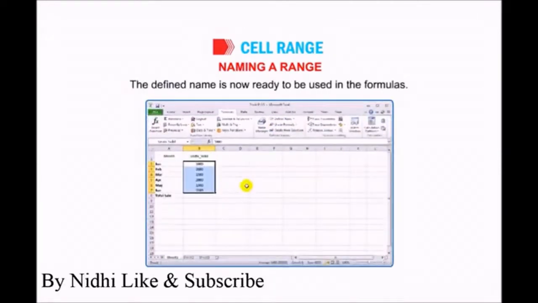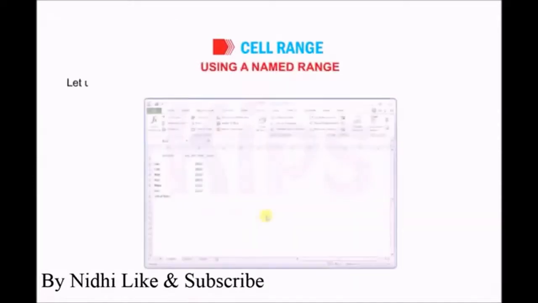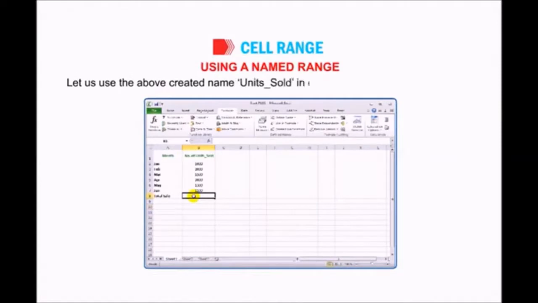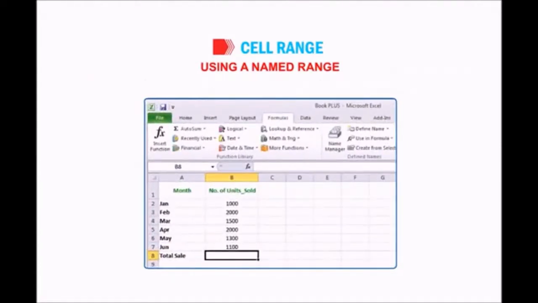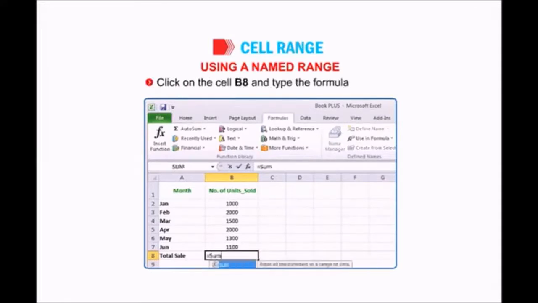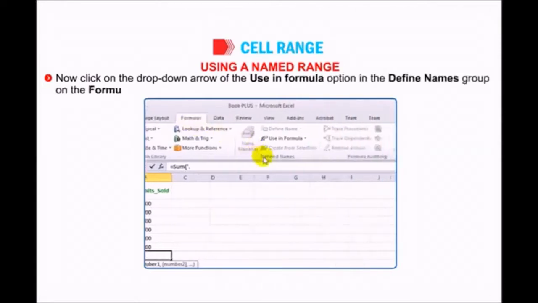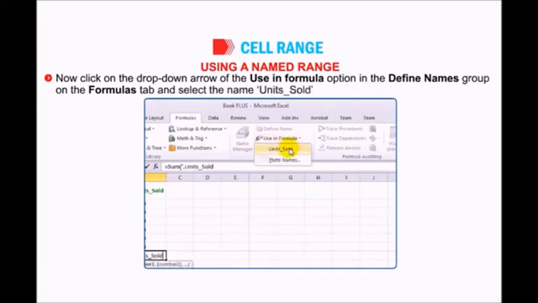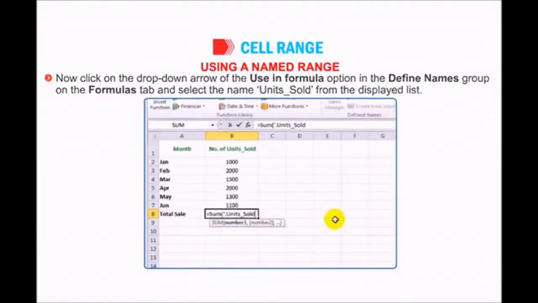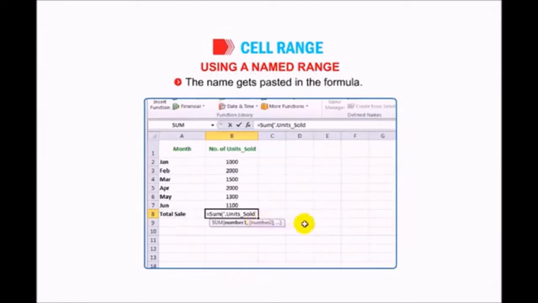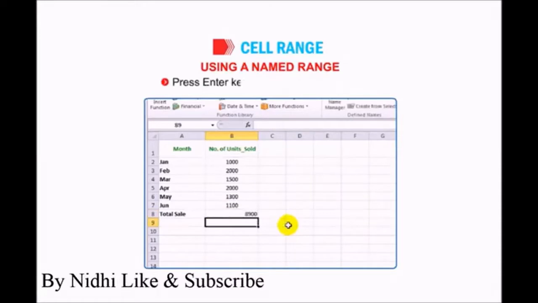Using a named range. Let us use the above created name, units_sold, in calculating the value for total sale. Click on the cell B8 and type the formula =SUM( . Now click on the drop-down arrow of the Use in Formula option in the Define Names group on the Formulas tab and select the name units_sold from the displayed list. The name gets pasted in the formula. Now type the closing bracket to complete the formula definition. The formula would look like =SUM(units_sold). Press the Enter key to get the result in the cell.